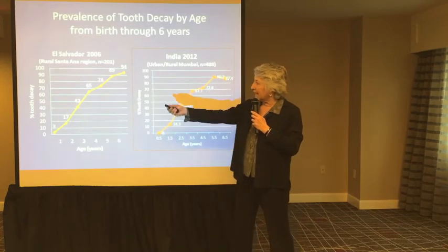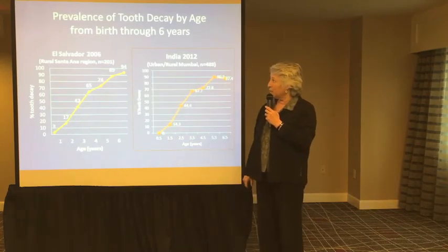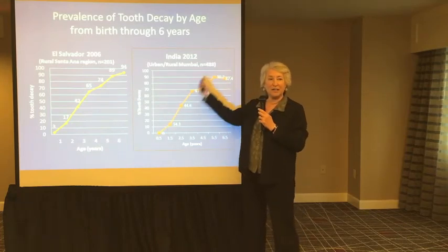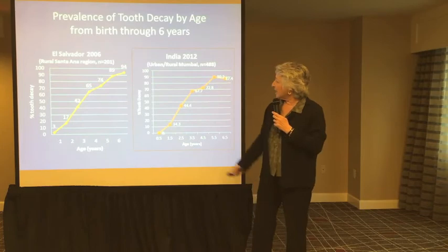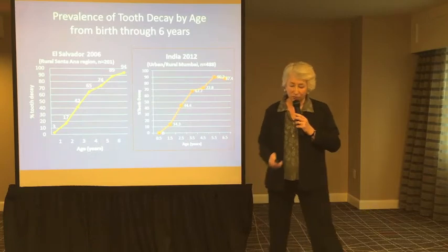And what you see is the same in both. This is the prevalence of tooth decay by age from birth to age 6. And what you see, starting in the first year of life, is a steady increase in the prevalence of tooth decay, so that by 6 years of age, over 90% of the children have tooth decay.